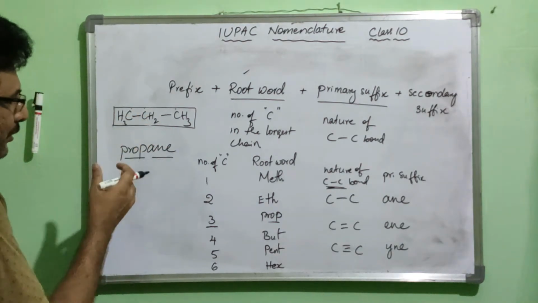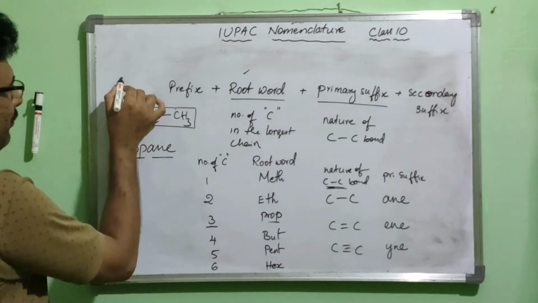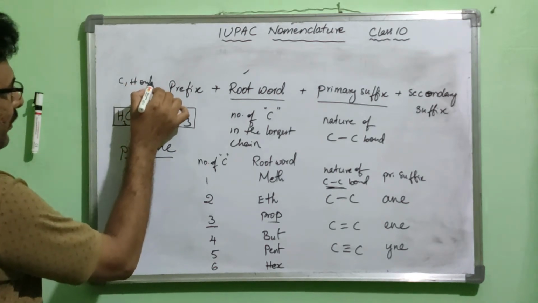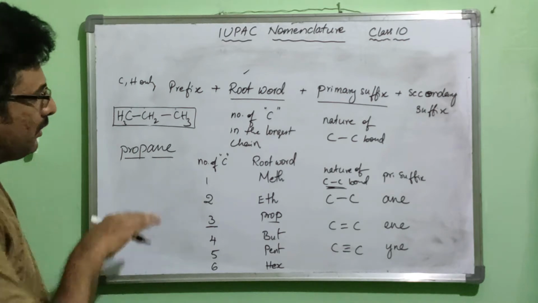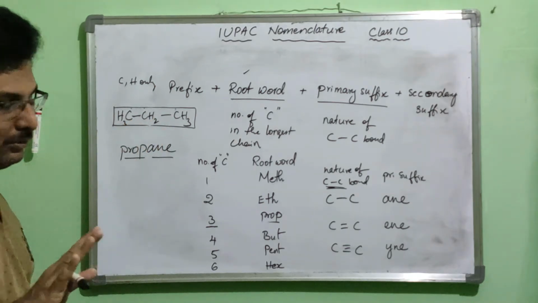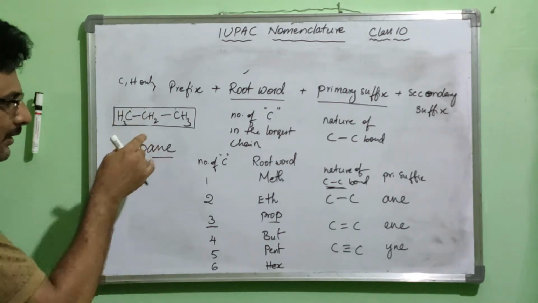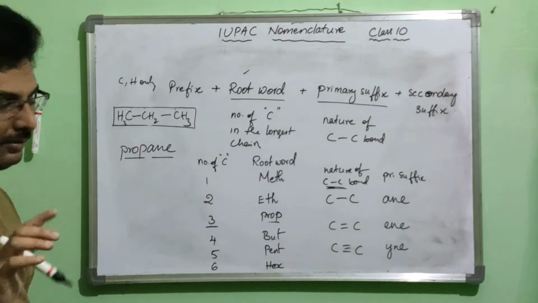Why do we call it a hydrocarbon? Because it is made up of carbon and hydrogen only. So it is called a hydrocarbon and its name is propane.